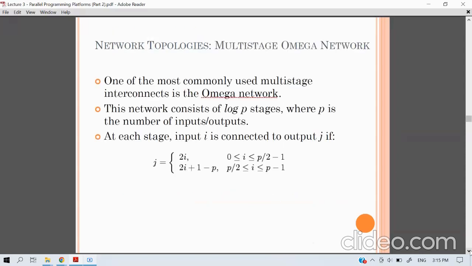Okay, so another type of multi-stage network is called the omega network. This is the most commonly used network. This network consists of log P stages where P is the number of inputs or outputs. In each stage, input i is connected to output j as shown in the following formulation.